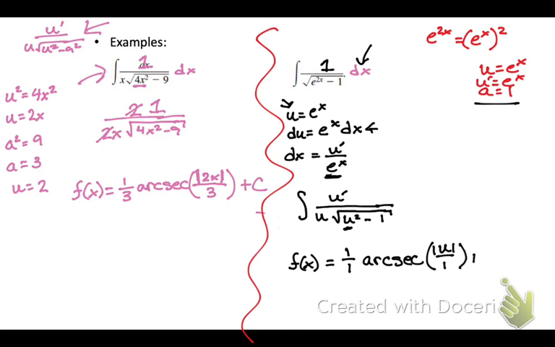Plus c. So we use substitution, so we have to go back, right? Well, 1 over 1 is 1. U is what? E to the x over 1. And we don't need our absolute value anymore because can e to the x ever be negative? No. So can we do some finagling? Yes. And you're like, we hope we don't do that much.